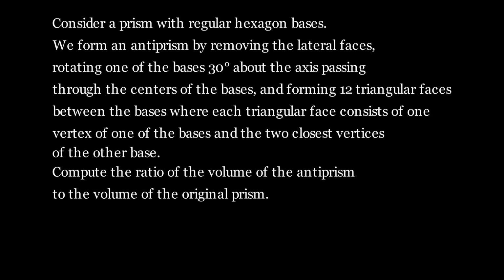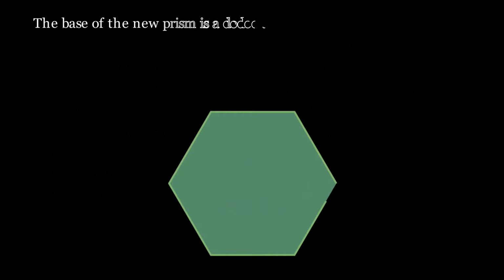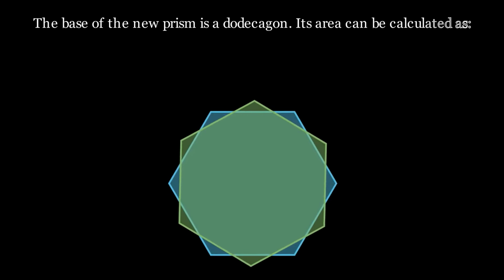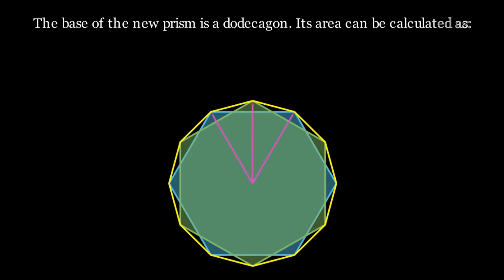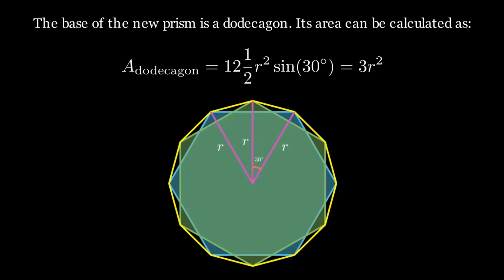Imagine flattening the antiprism so that both hexagonal bases lie in the same plane. This creates a dodecagon formed by the 12 vertices of the two hexagons. The area of the dodecagon base can be calculated using a simple formula: 12 times 1/2 times the square of the side length times the sine of 30 degrees. Simplifying, this gives us 3 times the square of the side length.